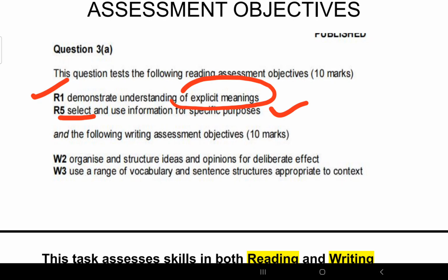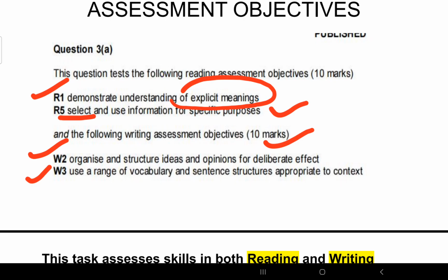And writing objectives are W2 and W3. And what is W2? Organize and structure ideas and opinions for deliberate effect. Deliberate effect means something that is intentional. Like when you select information, you can write a speech out of that, write an article out of that, you can write a letter, report, a directed writing task, or you can make it a summary.